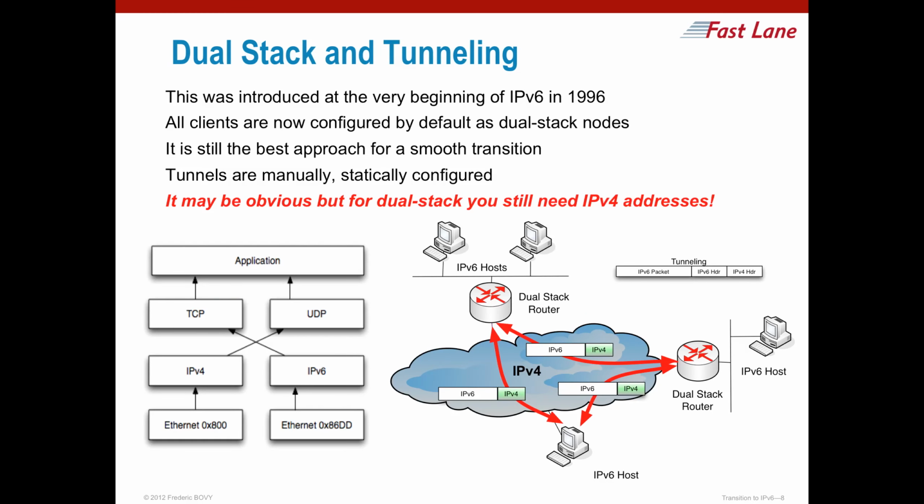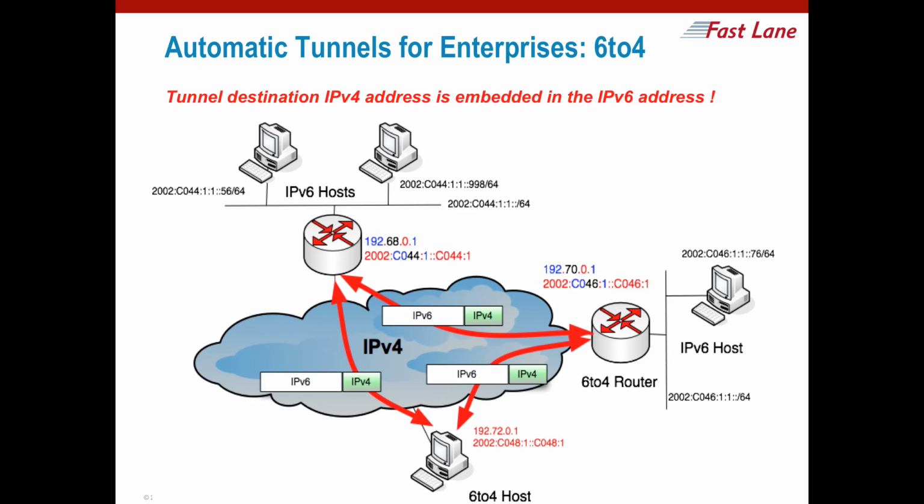So again, the first tools provided were dual stack and static tunneling in '96. It permitted the 6-bone to be built, and it was a test bed to test many applications and many protocols, but it was not something for service providers to provide a service for customers. The first attempts to run something more scalable were automatic tunnels with 6to4.